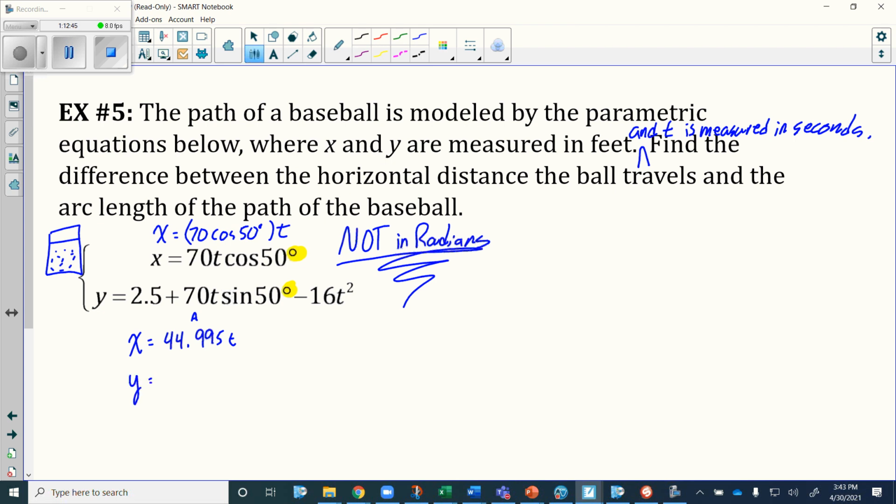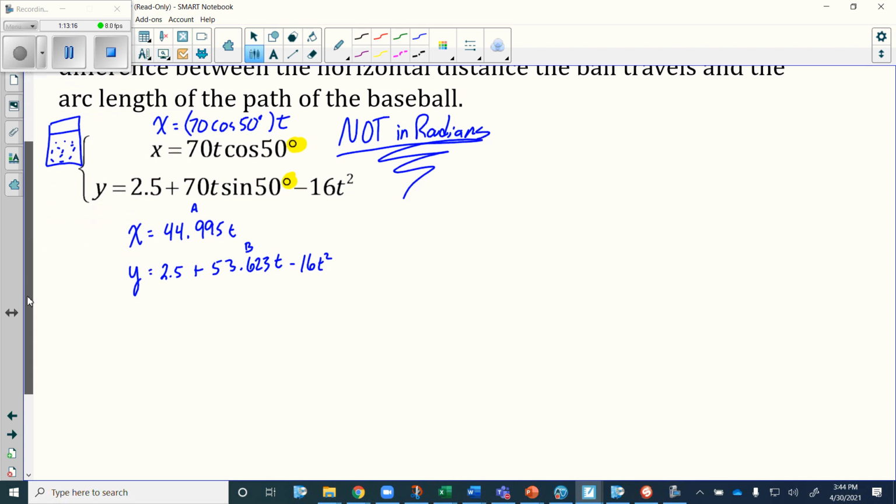So for my y equation, I'm going to wind up with 2.5 plus 70 sine of 50, which on the calculator gave me about 53.623t, minus 16t squared. And you need to save that number in your calculator. I saved that number in my memory spot B, just in case you're following along with the same. I always start in the first memory spot and then just go through, so A through B or A through Z, whatever we wind up with.